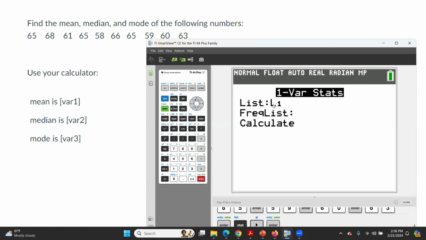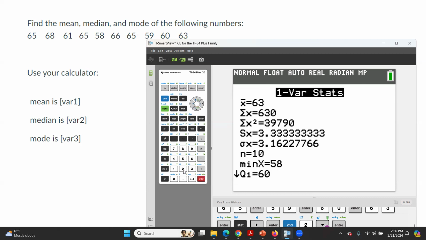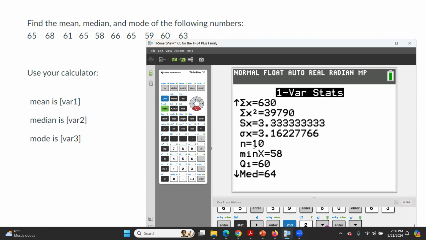Everything is in L2, not L1. So click on second, 2. We change it to L2. Frequency list must stay empty. Go to calculate and do the calculation. The mean is 63. All right. The median is 64. And what is the mode?